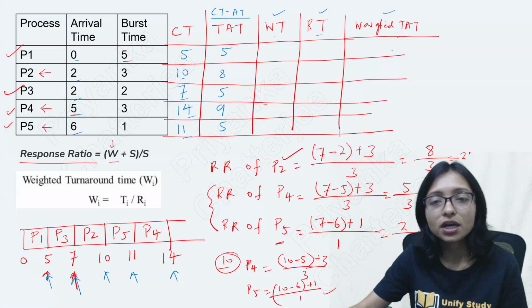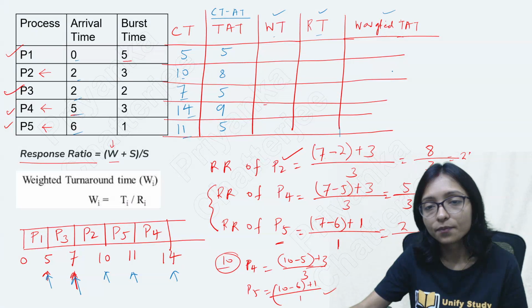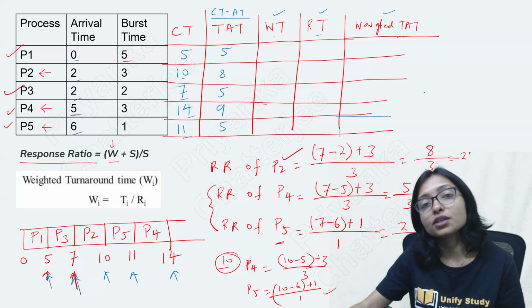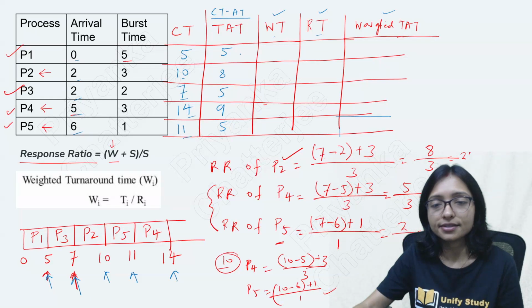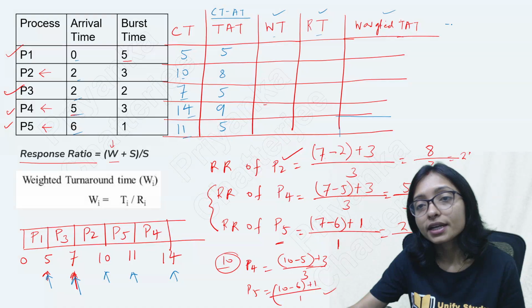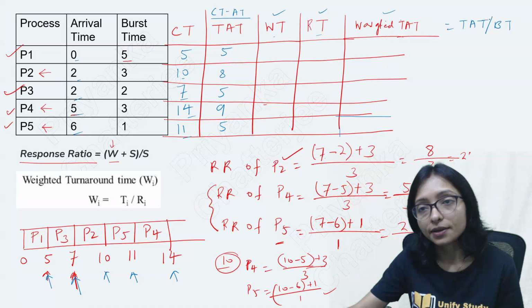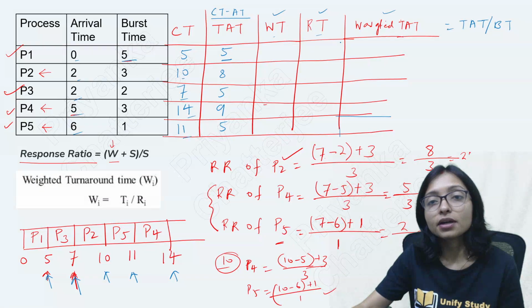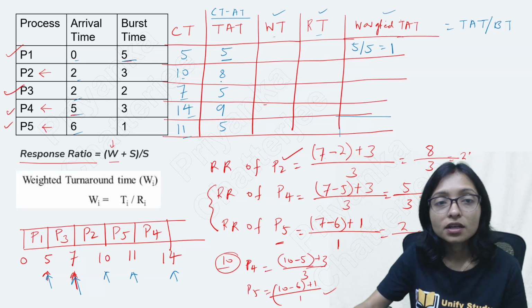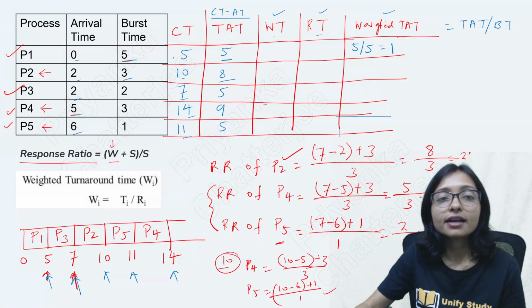So first let me complete weighted turnaround time. Weighted turnaround time means we will do turnaround time divided by burst time, nothing else. So turnaround time I am getting here 5, burst time I am getting here 5, means 5 by 5, that means it is 1. Here 8 and here 3.